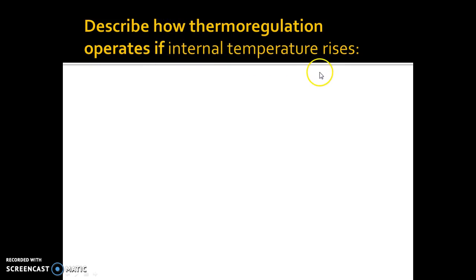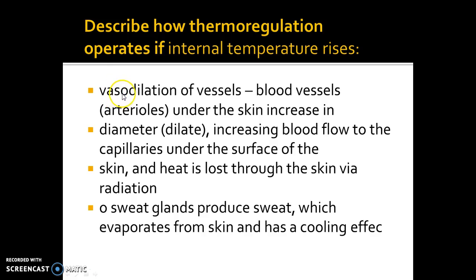So when we start to get hot, what is the process by which our face goes red? There's vasodilation of vessels, and the vessels are arterioles. So vasodilation of arterioles under the skin. They increase in diameter, or you can just say they increase in size, they get wider. There's an increase in blood flow to the capillaries under the surface of the skin. And then heat is lost through the skin via radiation, sweating, etc. and has a cooling effect.